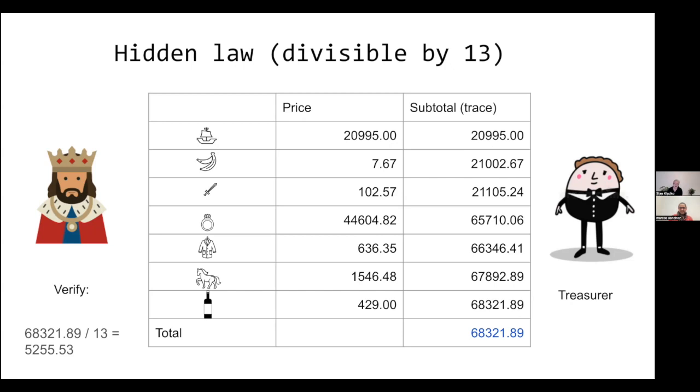So every price is divisible by 13, and then the total is 68321.89. You can check on the left. We checked, and it's actually divisible by 13. You divide by 13, you get an even number of cents. And so the way the king verifies this hidden law is essentially by dividing things by 13. So when things are divisible by 13, the king knows that the things are correct.